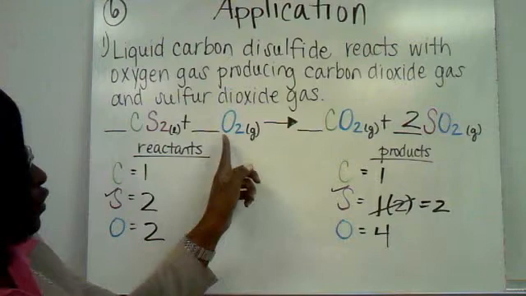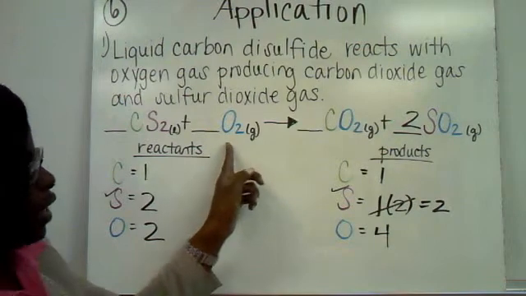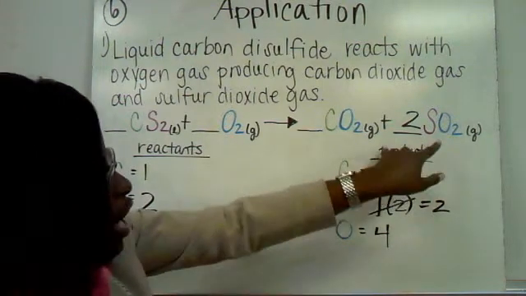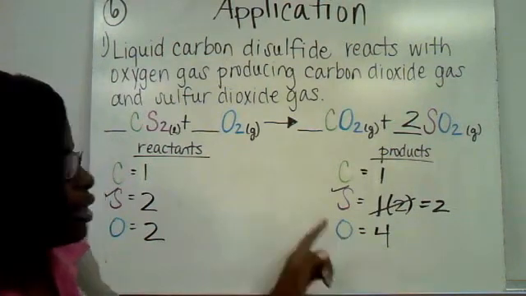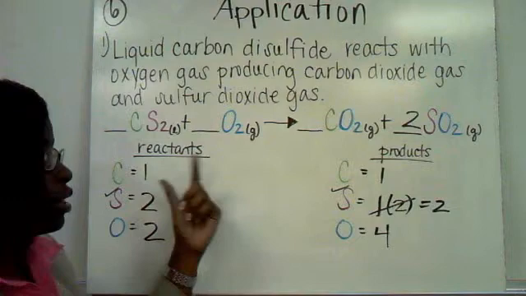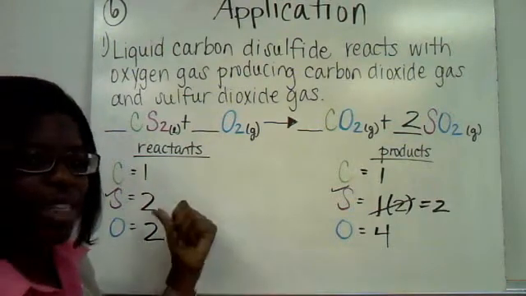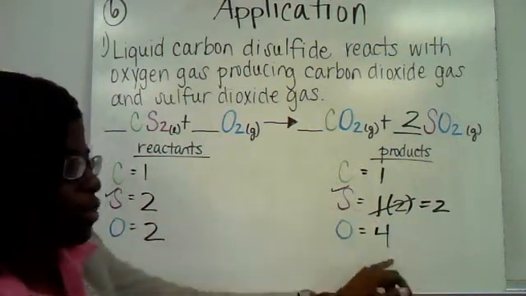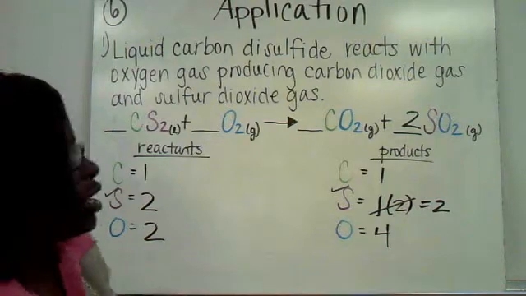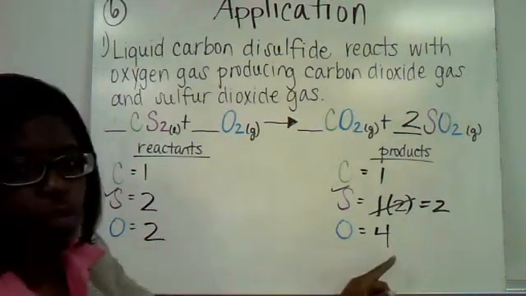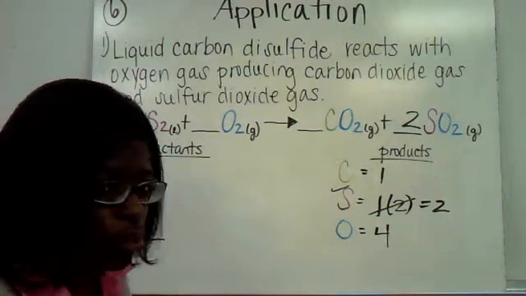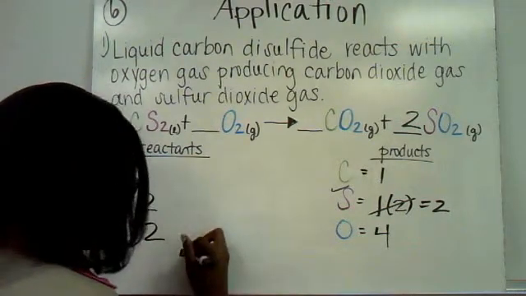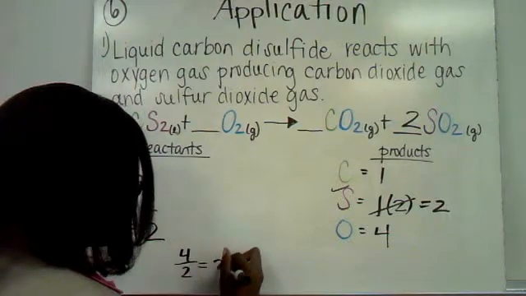So we have 2 oxygen on the reactant side, and we have 4 oxygen on the product side. So we actually need to try to get the atoms of oxygen on the reactant side to balance out with the atoms of oxygen on the product side. So what times 2 is going to give you 4? Or 4 divided by 2 gives you 2. So you can use either one of those thought processes when solving this problem.